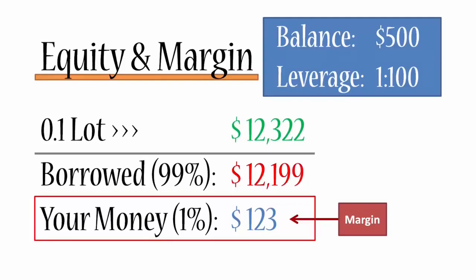And in fact, we found that with a leverage of 1 to 100, we could borrow 99% of the required amount from the broker, and we would only be required to put in 1% or $123. Now that amount that we need to put in, the $123, is called the margin for this transaction.